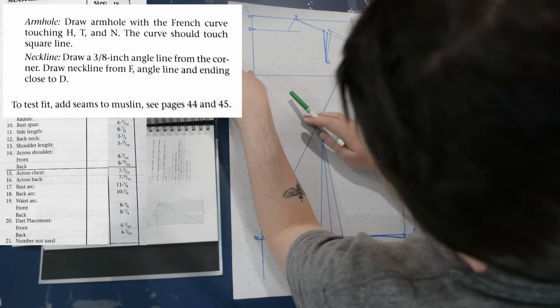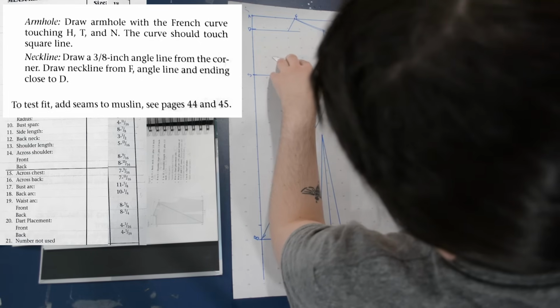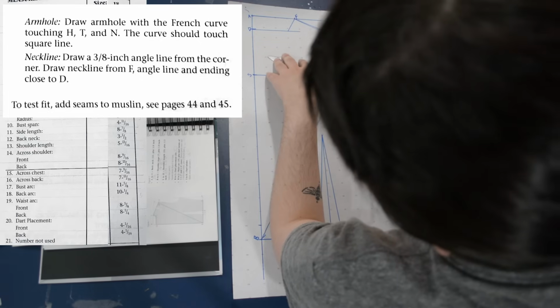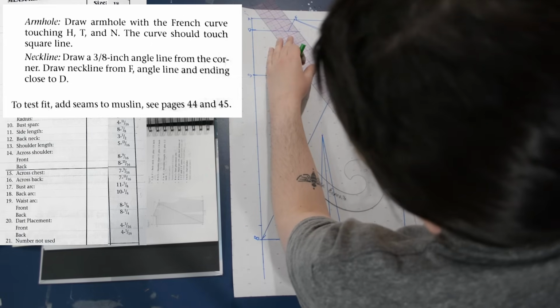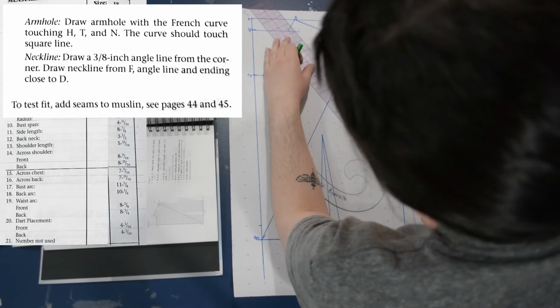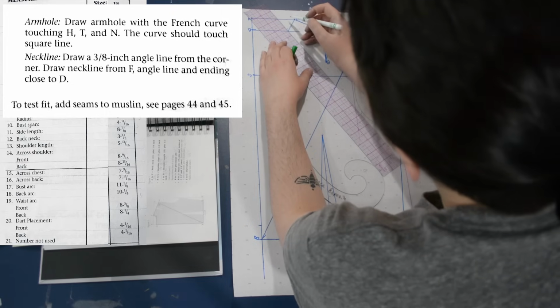So whatever. Neckline. Draw 3/8 of an inch from the corner. That's interesting. Draw a 3/8 of an inch angled line from the corner. Draw neckline from F, 3/8 of an inch.